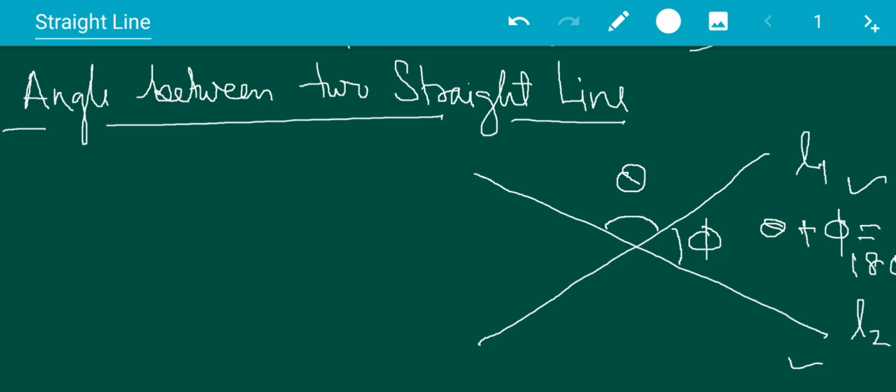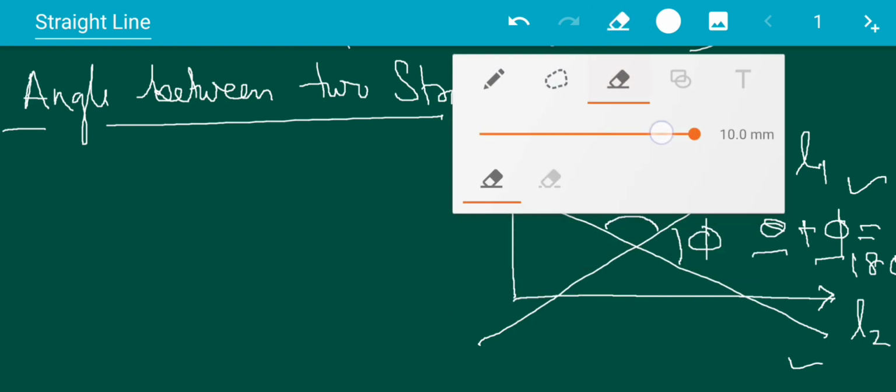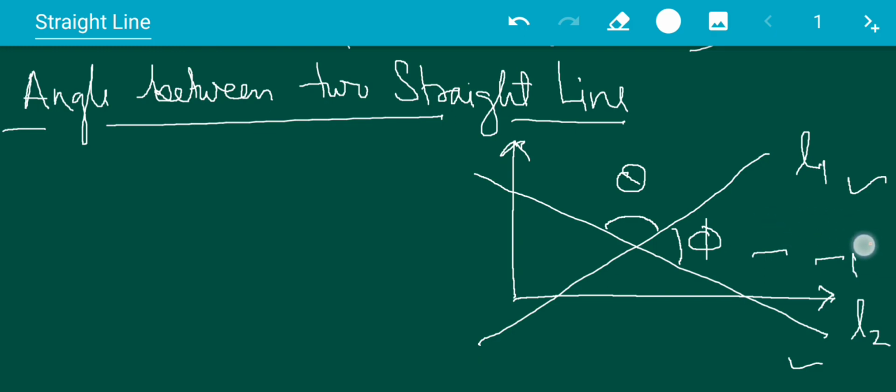So how to find this theta or phi? Because if you can find one of them, you can clearly find the angle between straight lines. So what we can do, we draw a coordinate system. Suppose this is there. So we have this coordinate system, this is x, this is y.